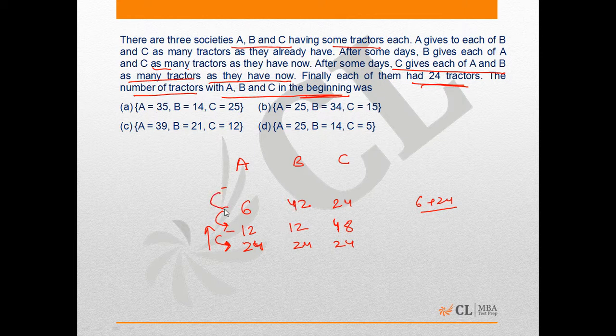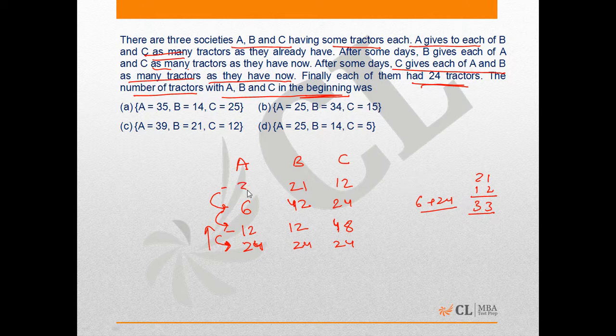Similarly, in the first step A gives to each of B and C, right? So B and C's tractors will get doubled after getting tractors from A. Okay, so B would have had 21 before A gives tractors to B, and C had 12, right? So A gave 21 plus 12, that is 33 tractors to B and C combined.